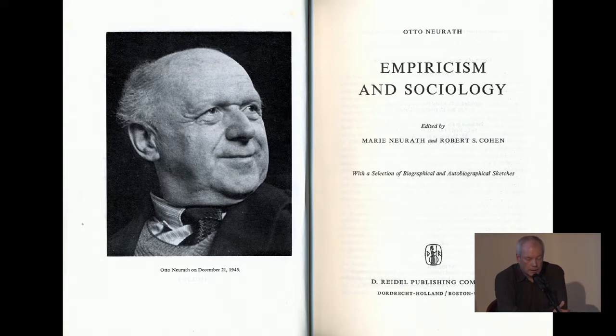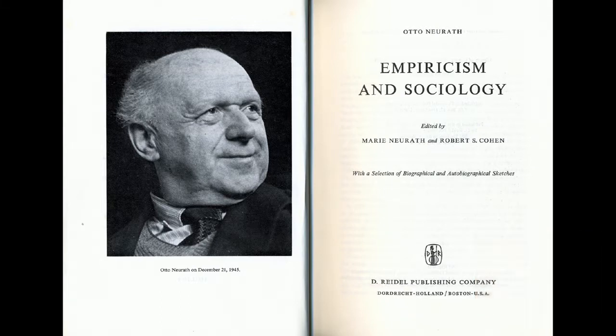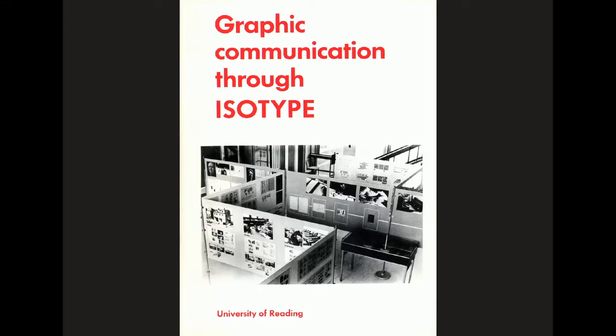His rehabilitation in terms of inclusion in the canon of 20th century philosophy was begun by a publication in 1973 of this edition of his writings translated into English and co-edited by his widow Marie Neurath. But almost concurrent with this, and before the real boom in Neurath scholarship, there was in fact recognition of the work Neurath and his colleagues in graphic design did with an exhibition on isotype at the University of Reading in England in 1975, and this catalogue, which was published alongside it.